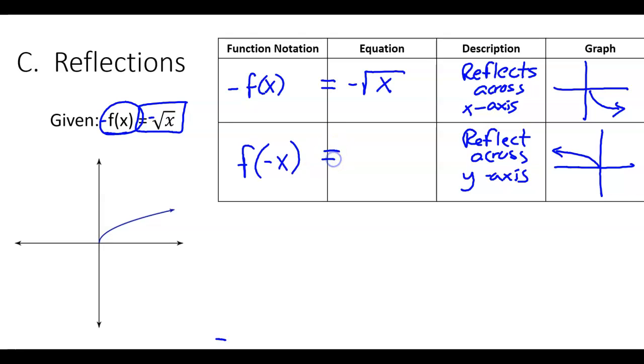What do you guys think I'm going to write here? You're going to put square root and you're going to put the negative inside with the x. That's right. So that's that. All right, so that's the main thing I wanted you guys to get. That's the hub of what we're learning today, right there. And now we're going to do some practice problems.